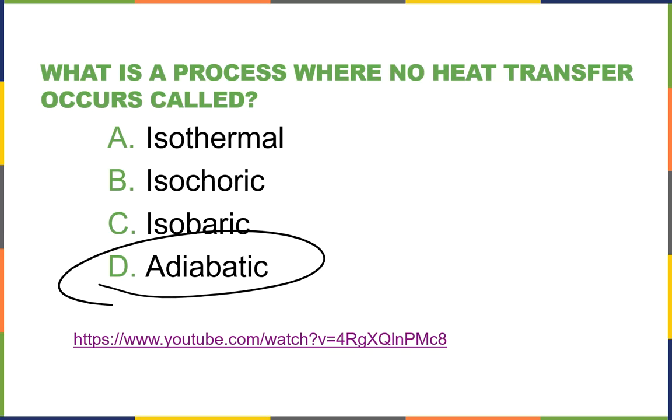And so if it occurs really fast, then the process will occur without enough time for any significant heat flow. So we call that an adiabatic process if it occurs really fast. There's two ways to get an adiabatic process. One is to have perfect insulation, and one is to have a very fast process. This process was very fast, so it's adiabatic.